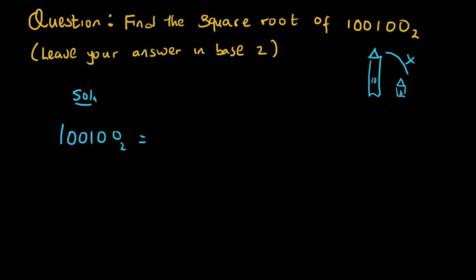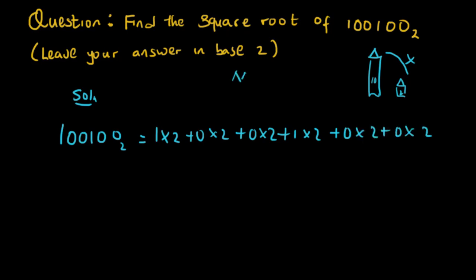Do you remember? Now we have 1 times 2 plus 0 times 2 plus 0 times 2 plus 1 times 2 plus 0 times 2 plus 0 times 2. I hope you've not forgotten: we multiply, we rank, and then we solve. So can we rank: 0, 1, 2, 3, 4, 5.